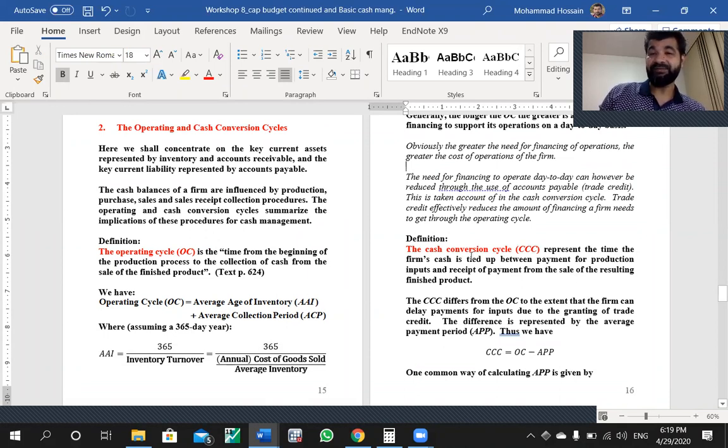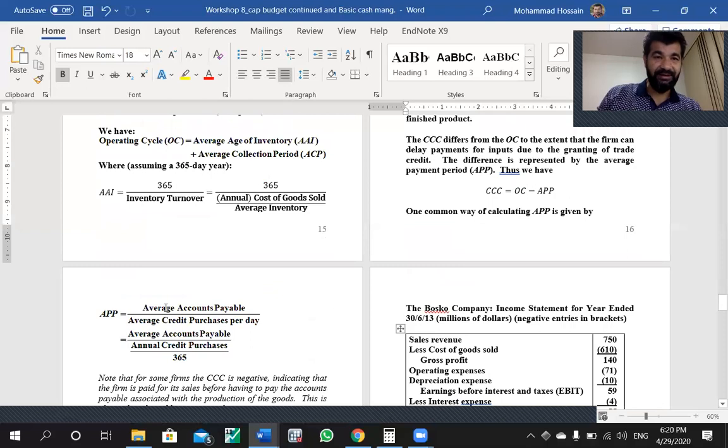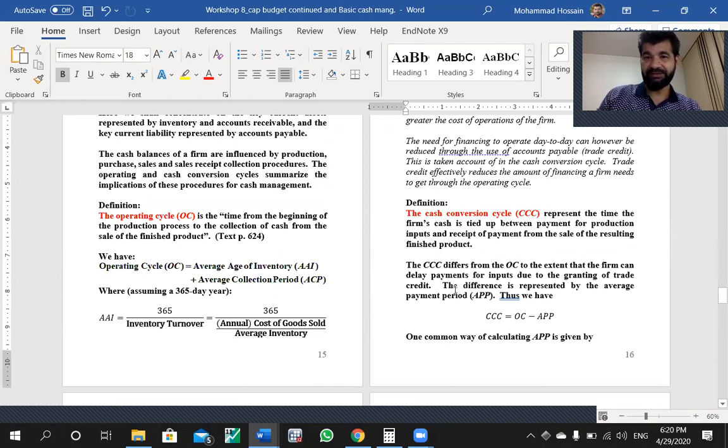Cash conversion cycle, CCC, is equal to OC, operating cycle, minus APP. What is APP? Average payment period. So cash conversion cycle is equal to operating cycle minus average payment period.